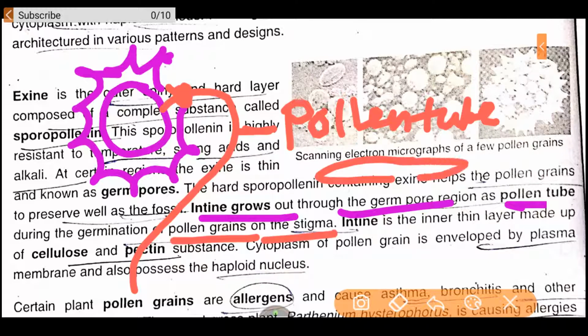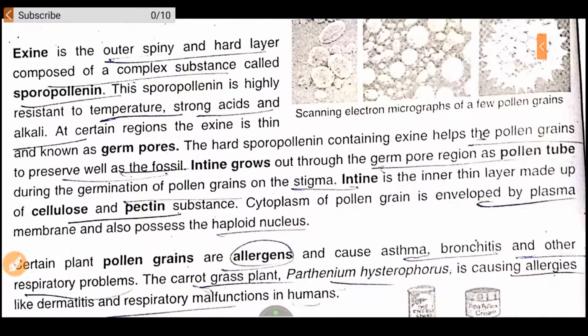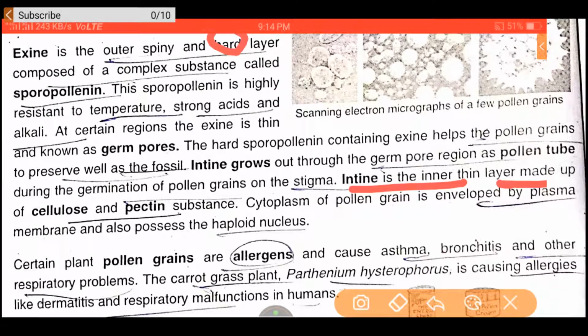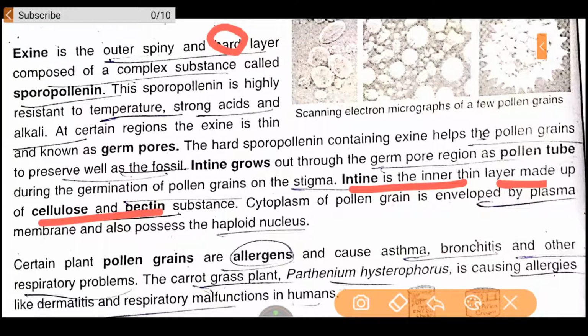So after the pollen grain attaches to the stigma, this germ pore leaves a space for intine to come out as the pollen tube. Intine is the inner thin layer made up of cellulose and pectin. Intine is a very thin layer, but exine is the hard layer. The cytoplasm of the pollen grain is enveloped by the plasma membrane and also possesses the haploid nucleus.